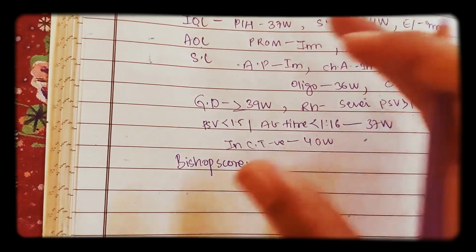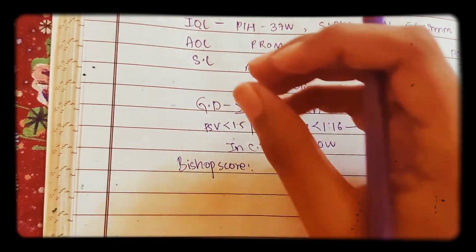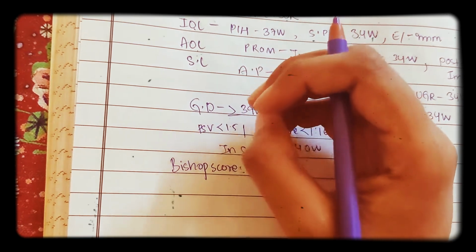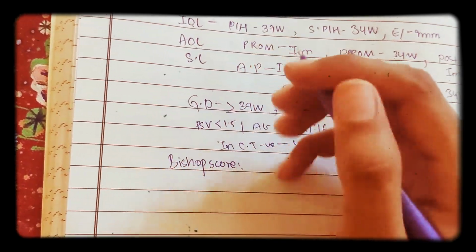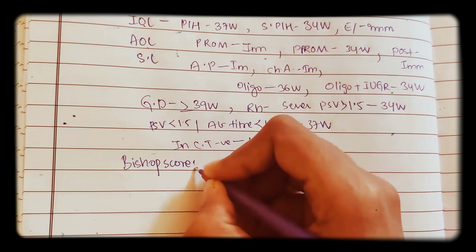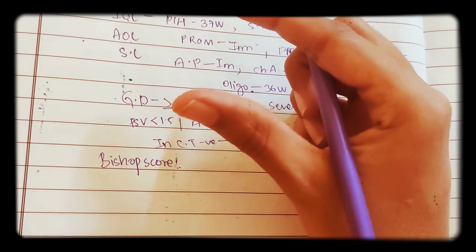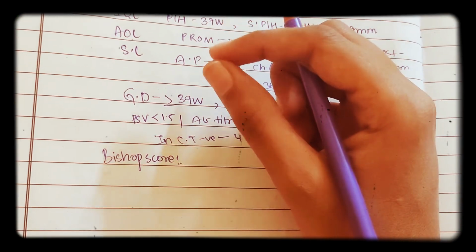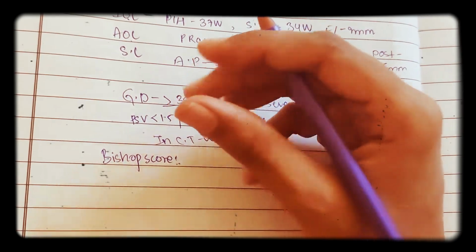It has 5 parameters mainly. Those 5 parameters are the dilatation of cervix, position of cervix, and so on. So we need to see all these 5 parameters and score them. You need to score first the dilation of cervix: how much is the cervix dilated? What is the position of cervix? What is the effacement of cervix?